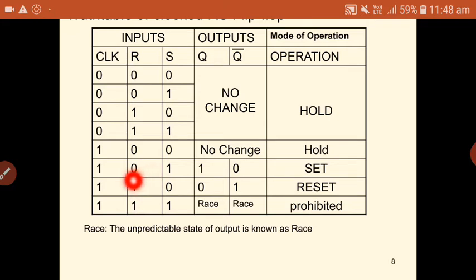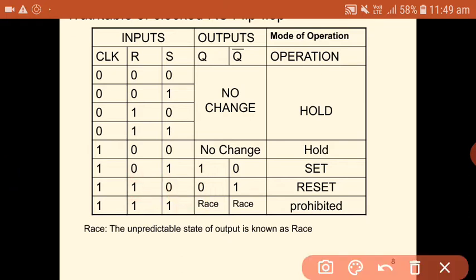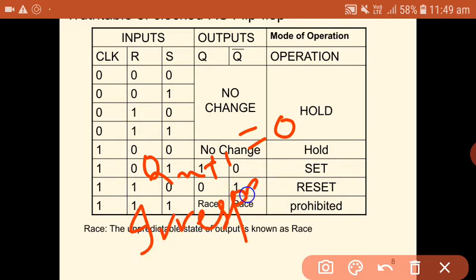So whenever reset input is 1, what will happen? The output of the flip-flop will be equal to 0 irrespective of its previous state. So whenever you are resetting the flip-flop, irrespective of its previous output state, Qn plus 1 is equal to 0.